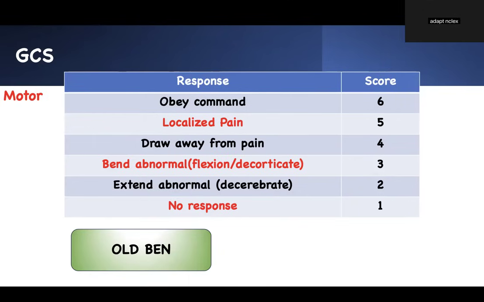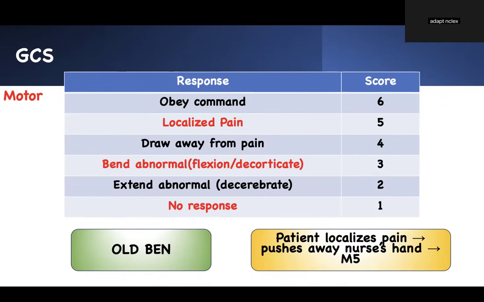A total of 6 for obeying command. If the patient localized, then you say OLD, L, 5. You get 5 when you localize, M5. This is the easy way to know GCS and calculate. OLD BEN is the motor function mnemonic to calculate GCS.